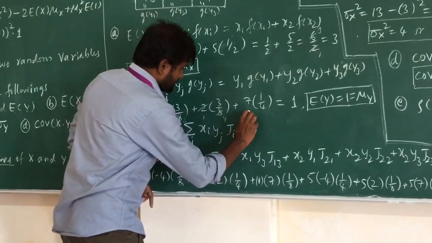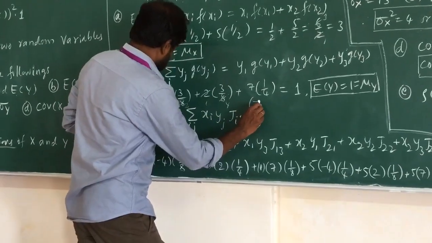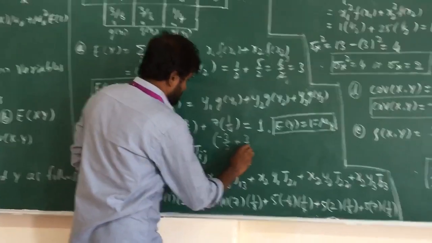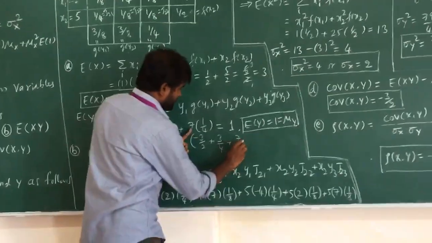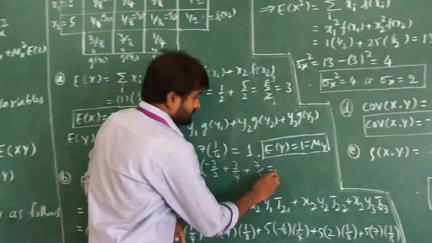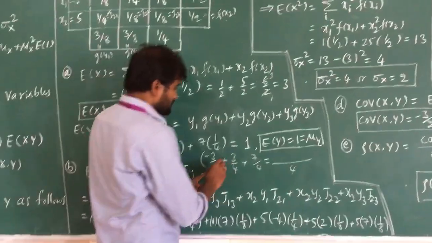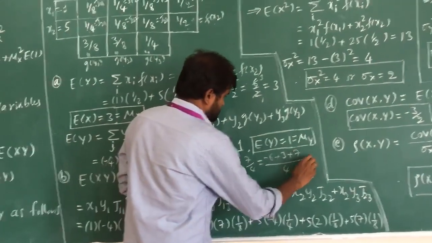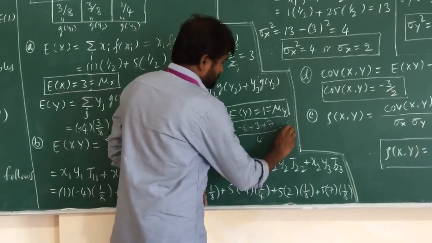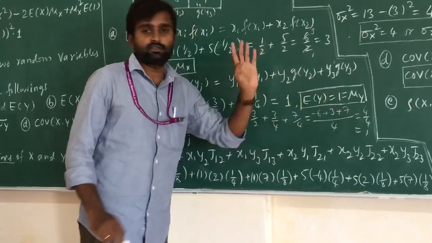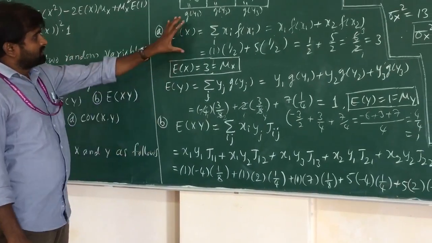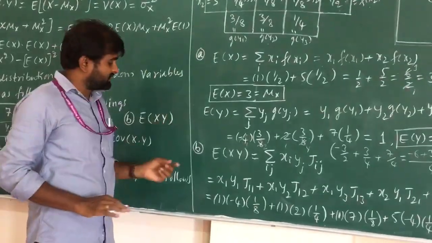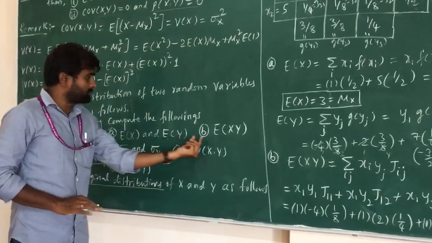So what are we doing? I am writing here minus 3 by 2 plus 3 by 4 plus 7 by 4. Now LCM is 4. Then this is minus 6 plus 3 plus 7, which is 4. 4 by 4 is 1. So that value is 1. Right? Then for A, we computed the expectation of x and expectation of y. Then find B.